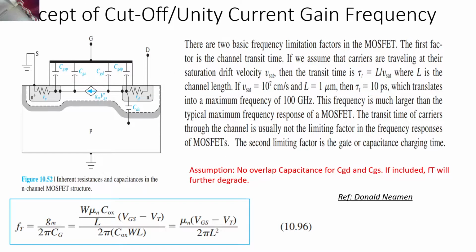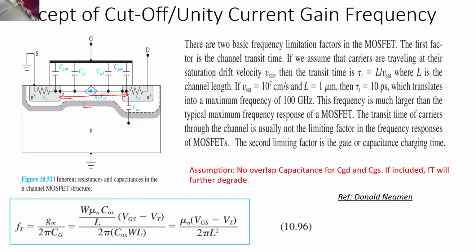Now coming to the concept, it is about the cutoff, or you can say unity current gain frequency. There are two things in the MOSFET that can limit your high speed operation. The first thing you can see over here is that you have a channel length L. Electrons take some time to move from the source region to the drain region, so the time it takes for electrons corresponds to one frequency.